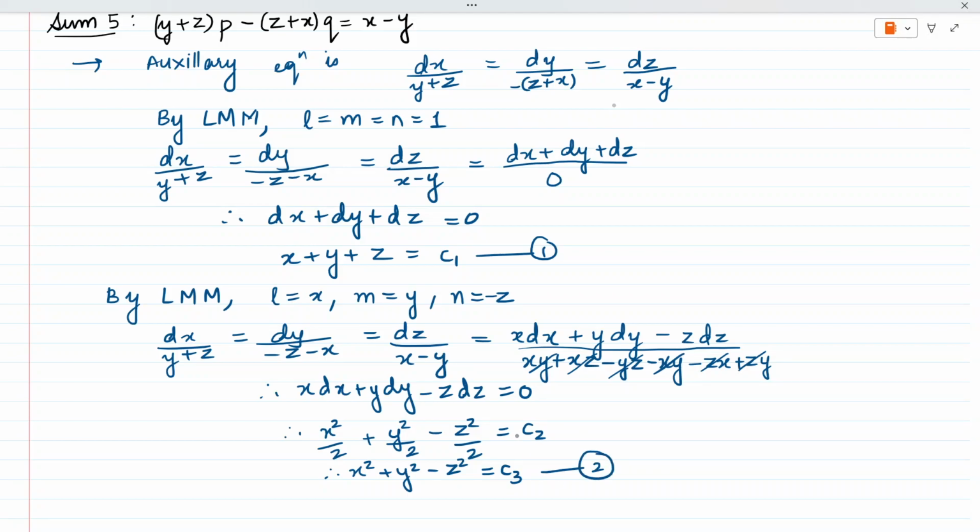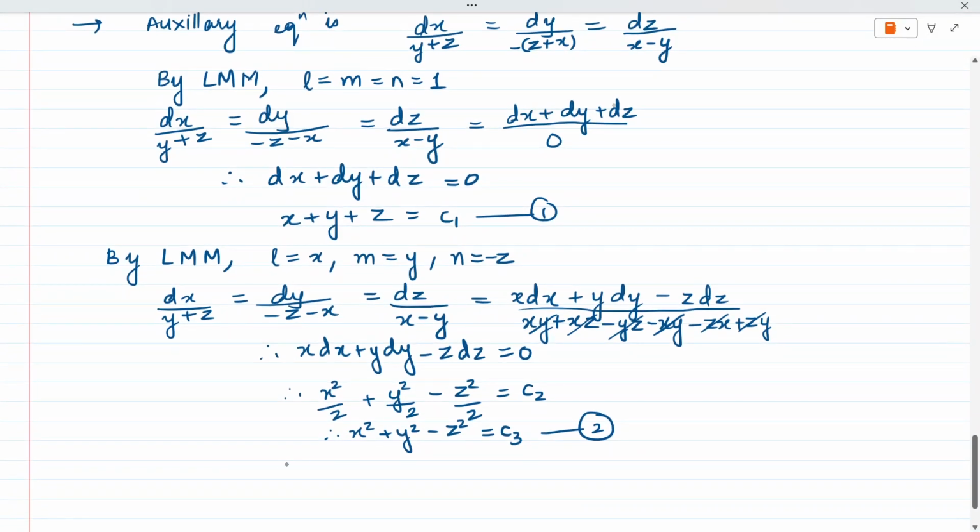Equation number 2. And now you have your general solution, which is f of x plus y plus z, x square plus y square minus z square equals 0. Any doubts? Is the sum clear with all of you? Yes, ma'am. Okay.